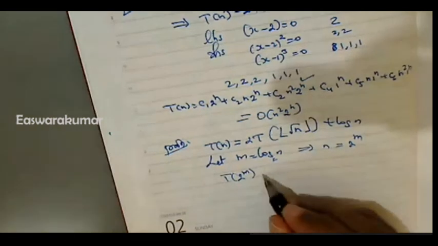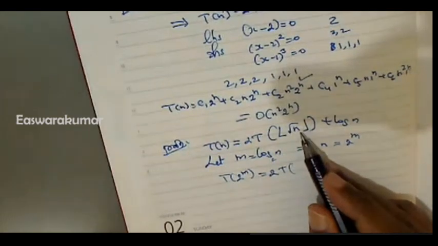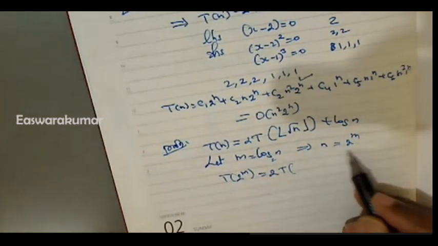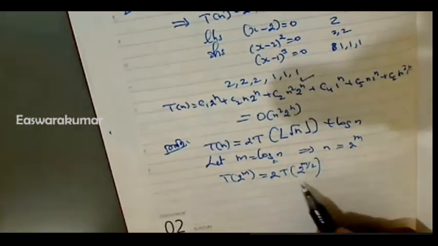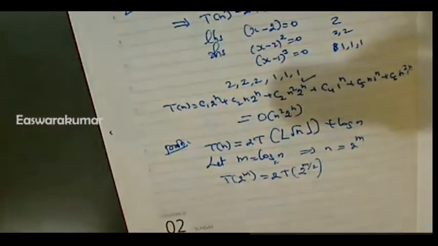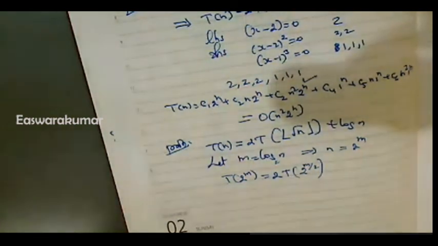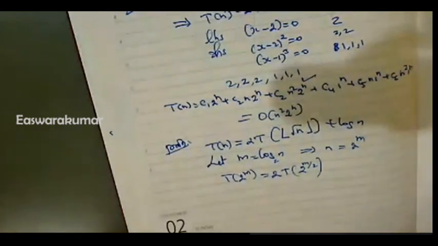So what happens to this equation? This is T of 2 power m equal to 2 times T of, this is root n. Root n means n power 1 by 2. N is equal to 2 power m. So we can say 2 power m by 2. So automatically the flooring goes off. Why? Because this 2 power something is always integer. But root n is not integer. So once you make the substitution, the flooring also goes off. Okay. Then log n is equal to m. So now the size of the input is m, not n, because of the substitution.